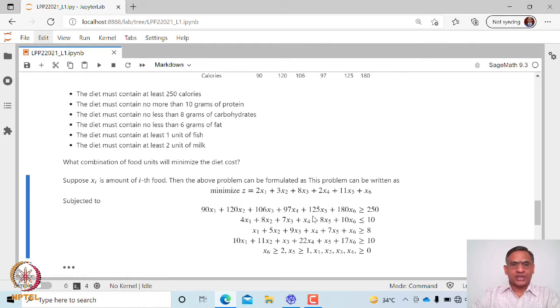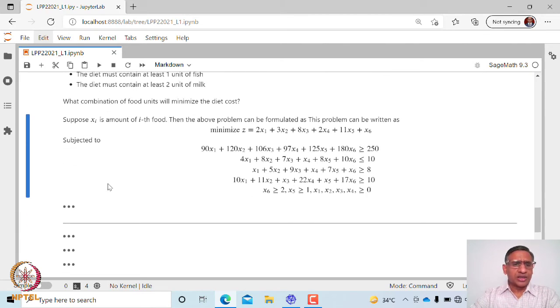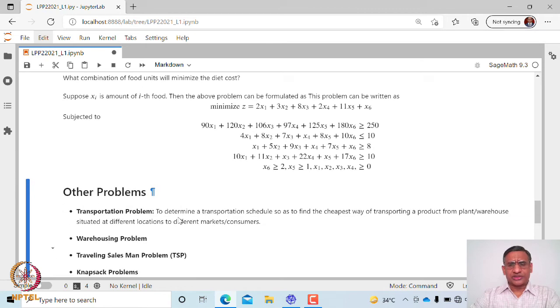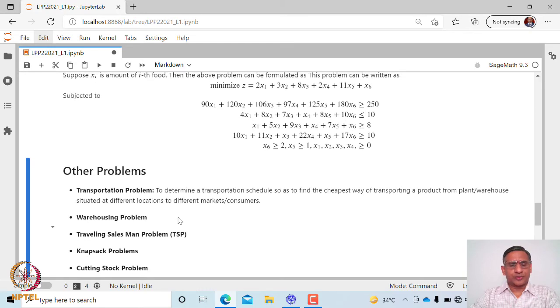So this is what is called a diet problem. Now in actual practice, you may have several types of foods. So this x1 to x6 may become x1 to x20, and similarly different types of nutrients will also be present in the food. So this problem could be much bigger also, right? There are many other types of problems which can be formulated as linear programming problems.